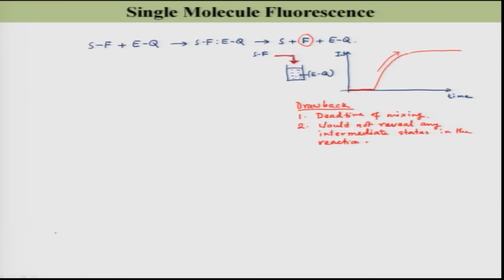Consider this situation that you have SF sitting over here and somehow you are just monitoring this SF, right? So EQ will come and interact and will go, right? So now if I plot, so this is my single molecule, you are monitoring single molecule fluorescence in this case.